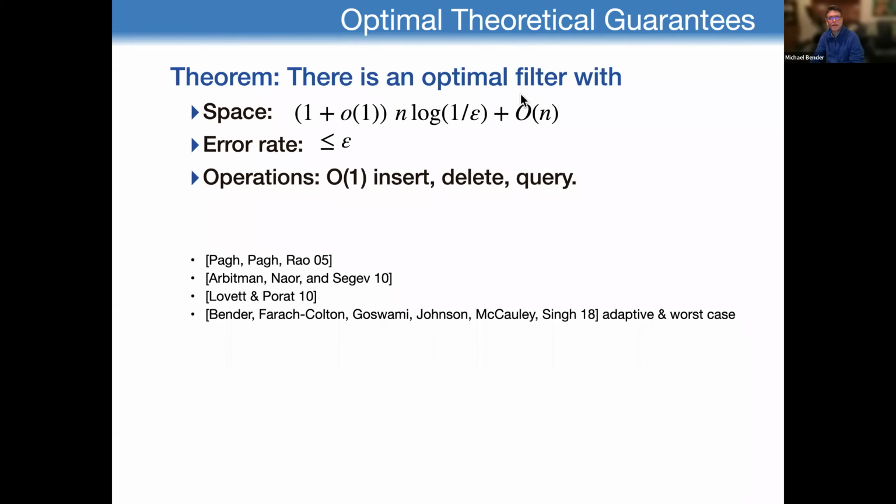Basically, there is an optimal filter whose space is 1 plus little o of 1 times n log 1 over epsilon plus the metadata bits, and you can get the space really close to the theoretical optimal value. And you can support inserts and deletes all in constant time with a great error rate and have great locality of reference and so forth.